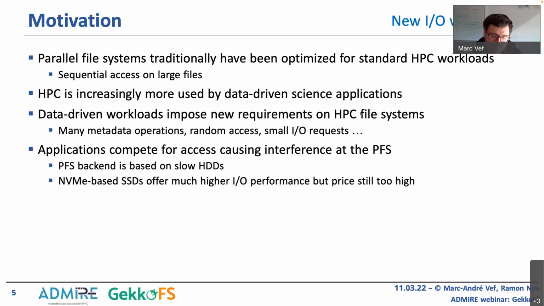This is mostly, or a part of that reason is because the parallel file system is still using slow HDDs as their data backend. For metadata, they're usually using SSDs now because there are just a lot fewer nodes doing the metadata servers. But for the most part, the data servers are still HDDs. Of course, we have newer storage technologies, persistent memories, NVMe-based SSDs, but the price is still too high to use them on a big scope.